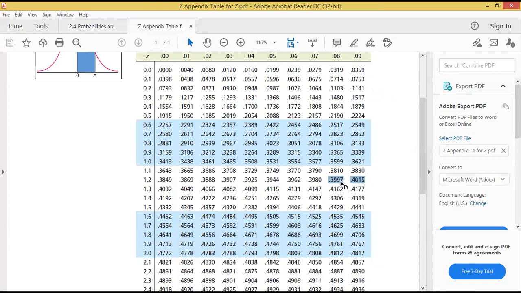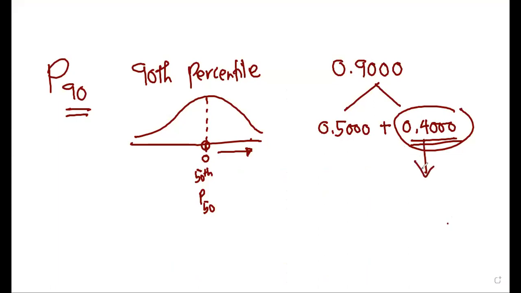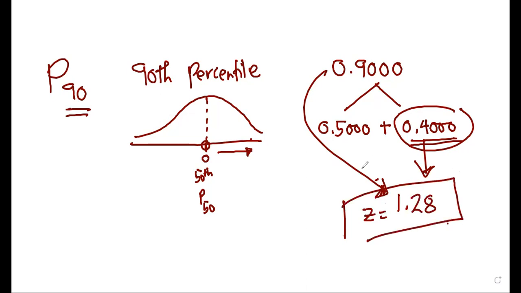The z-score for 0.3997 is 1.28, while the z-score for 0.4015 is 1.29. We need to check which area is nearer to 0.4000. The one nearer is 0.3997, so it's under the z-score 1.28. So we say that the z-score of 0.4000, of percentile 90, is 1.28. That is its z-score.